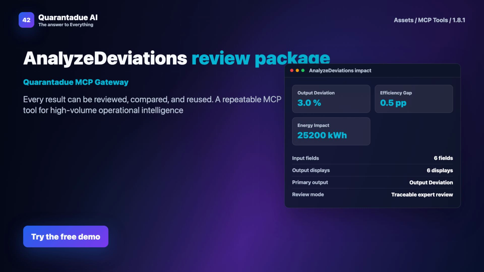In closing, AnalyzeDeviations transforms how you manage assets by providing a clear, actionable path from data to decisions. It standardizes deviation analysis, enhances reliability, and drives operational excellence across your portfolio.